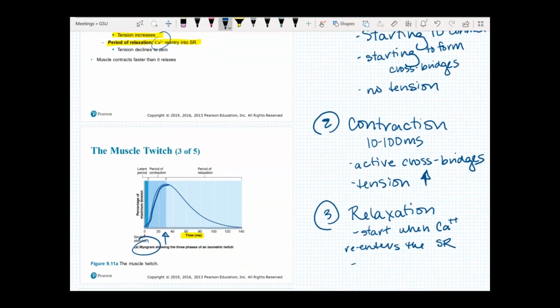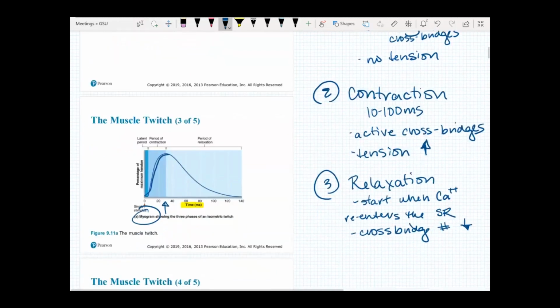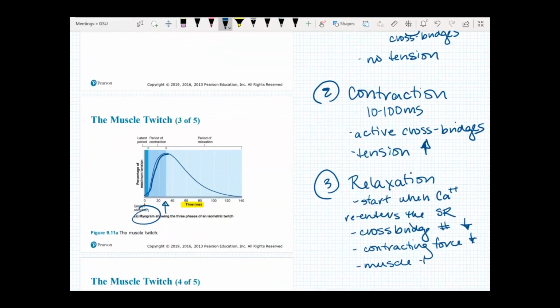So that means that our cross bridge number will decrease. And the reason our cross bridges will decrease is because we no longer have the calcium moving the tropomyosin from our active binding sites. So actin and myosin cannot connect. So we're going to decrease our cross bridge numbers that are being formed. Therefore, our contracting force will decrease. If we don't have cross bridges, we don't have force of contraction, and our muscle tension will decrease. And this process will occur usually around 10 to 100 milliseconds after the contraction phase.